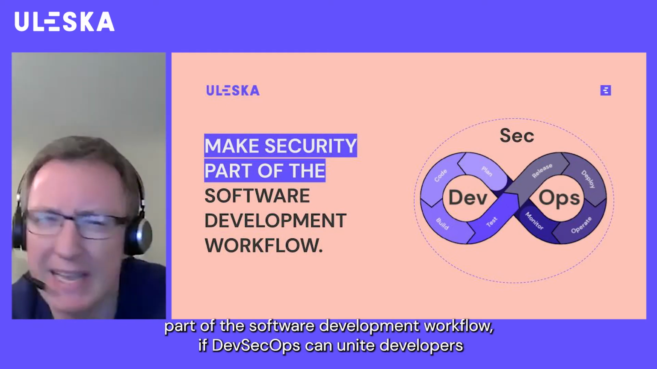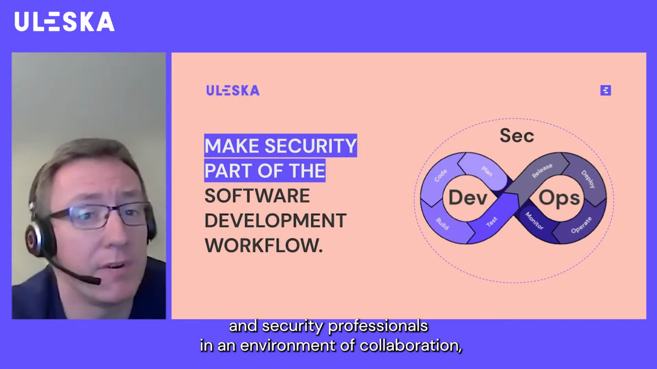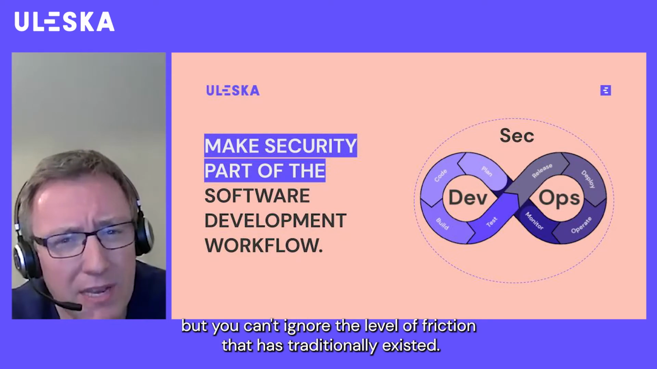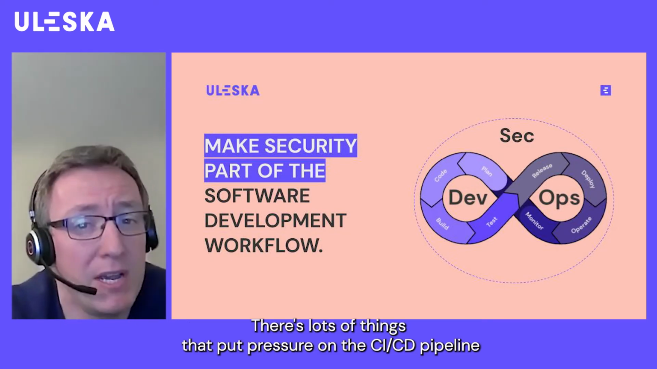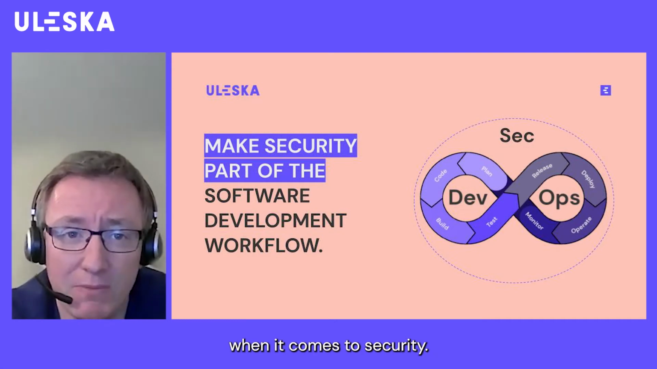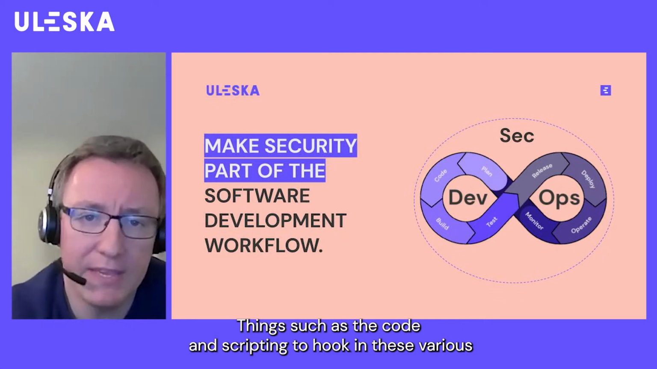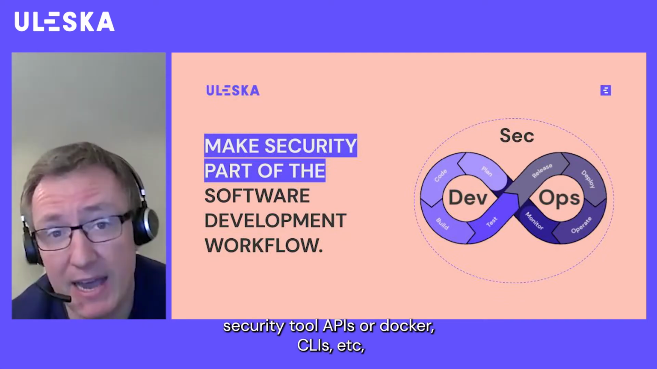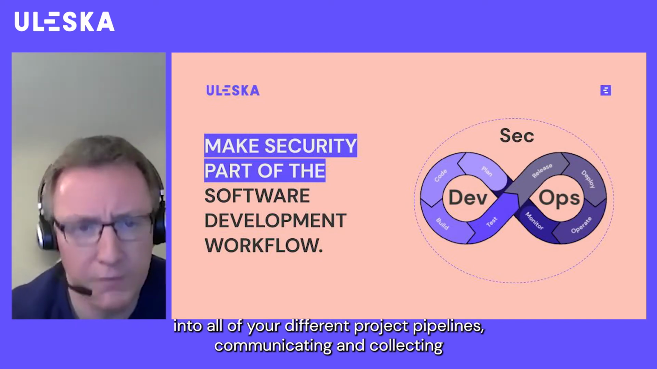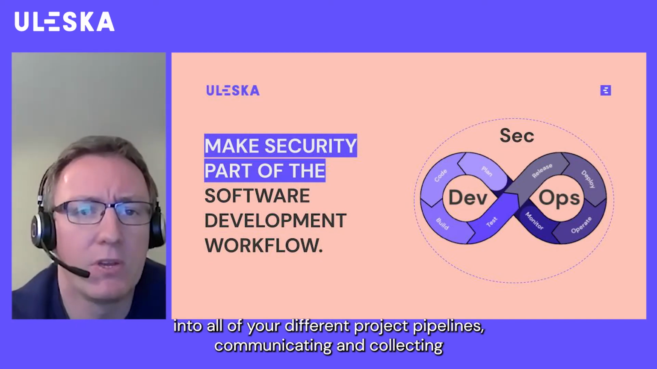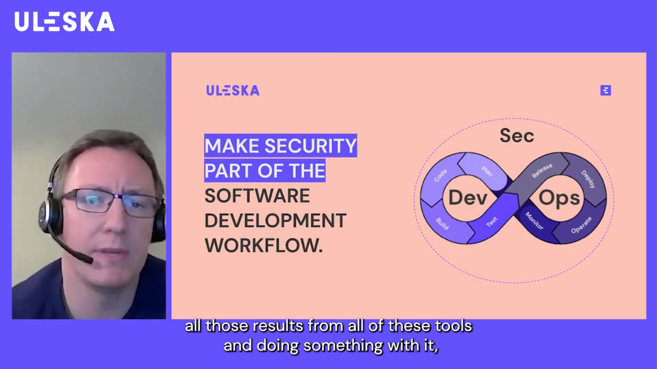Now, DevSecOps can unite developers and security professionals in an environment of collaboration, but you can't ignore the level of friction that has traditionally existed. There's lots of things that put pressure on the CI/CD pipeline when it comes to security. Things such as the code and scripting to hook in these various security tool APIs or Docker or CLIs, etc., into all of your different project pipelines. Communicating and collecting all those results from all of these tools and doing something with it.